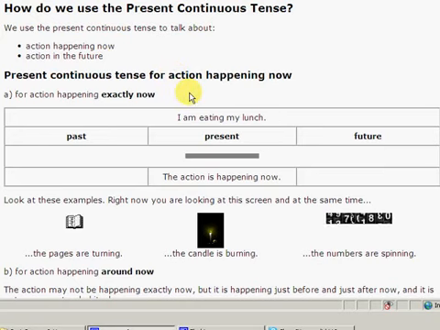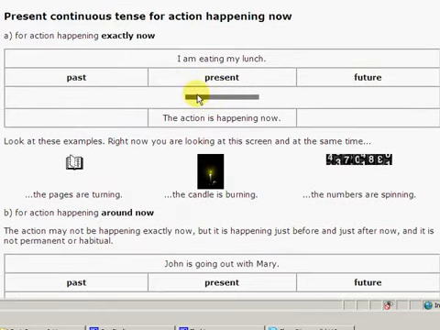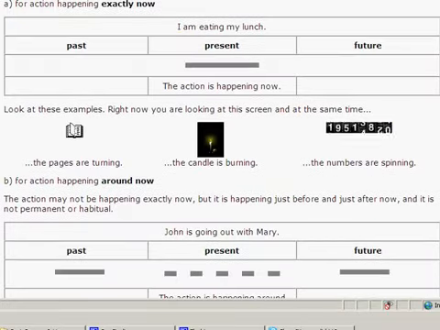Present continuous tense for action happening now. For action happening exactly now. So, for example, I am eating my lunch. You know that we have 3 basic tenses. That's the past, present, and future. And our sentence, I am eating my lunch, is in the present tense. Thus, that means the action in that sentence is happening exactly now.